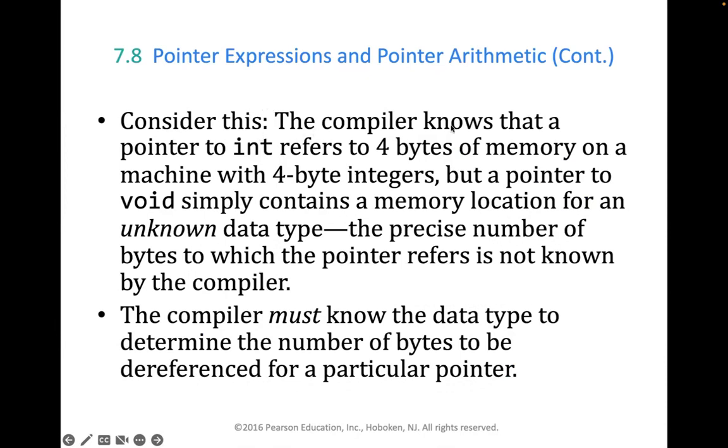So the compiler knows that a pointer to integer refers to 4 bytes of memory allocated for a 4 byte integer, but a pointer to void simply contains a memory location for an unknown data type. The precise number of bytes to which the pointer refers is not known. The compiler must know the data type to determine the number of bytes to be dereferenced for a particular pointer.